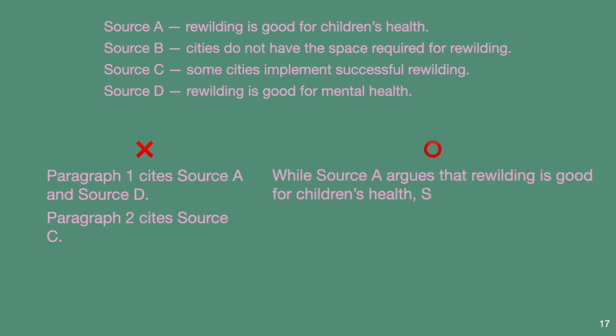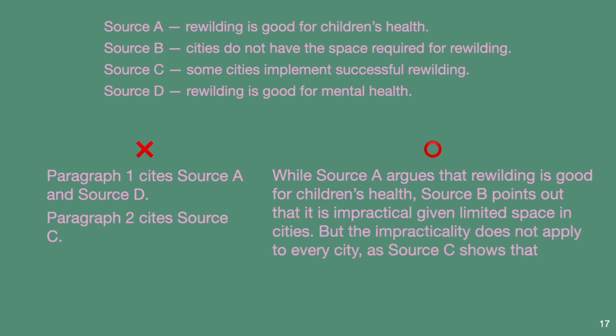Strong approach. While source A argues that rewilding is good for children's health, source B points out that it is impractical given limited space in cities. But the impracticality does not apply to every city, as source C shows that some cities find smart ways to use their limited urban space.